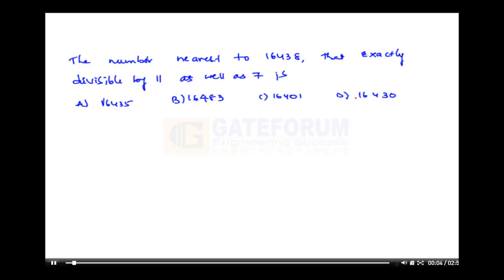Nearest to 16438, that should be exactly divisible by 11 as well as 7.